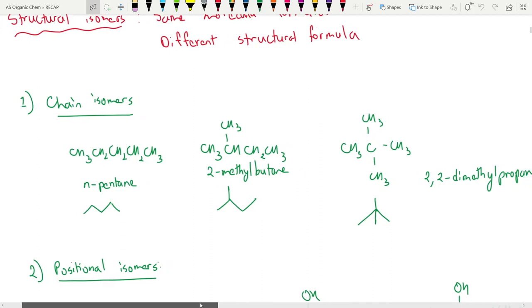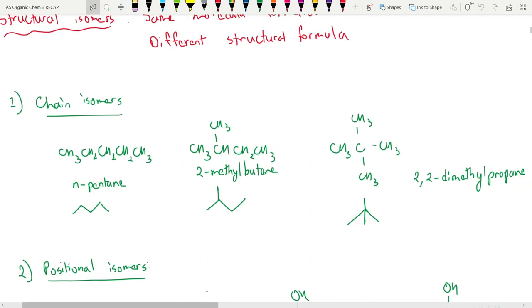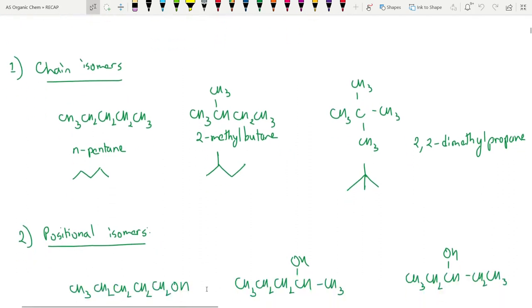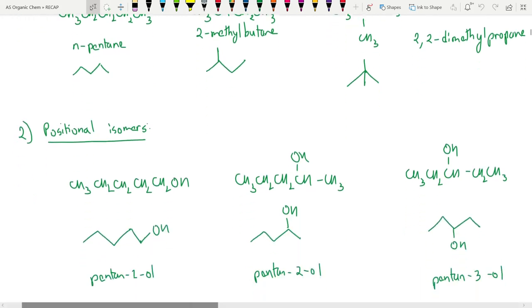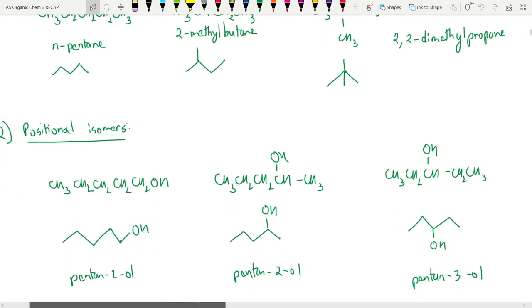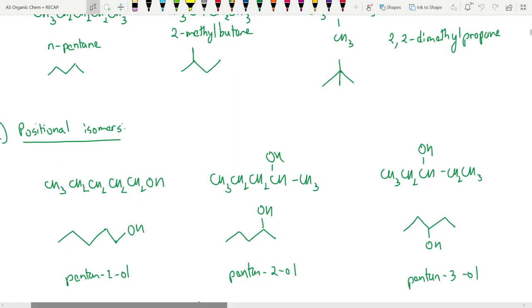In positional isomers, it's kind of the same, but here we're juggling the functional group around. For example, the 5-carbon alcohol pentan-1-ol, then isomers exist: pentan-2-ol and pentan-3-ol. Here the OH group is just changing positions between carbon number 1, 2 and 3. Alright, what about the last one?